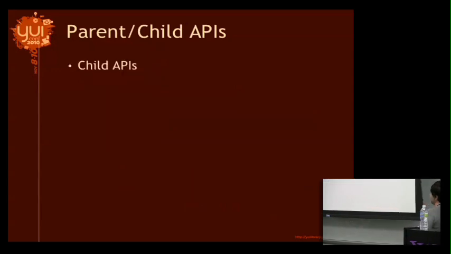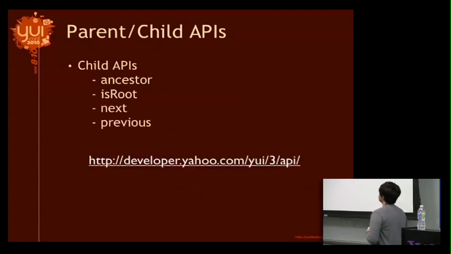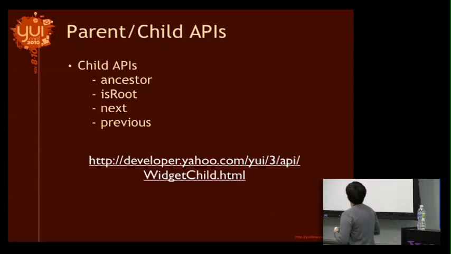In the same fashion, the child API offers you an ancestry method, an isRoot method, next, previous, and so on. It also gives you a set of events that you can take a look at. Oh, sorry. So that's the documentation for it.